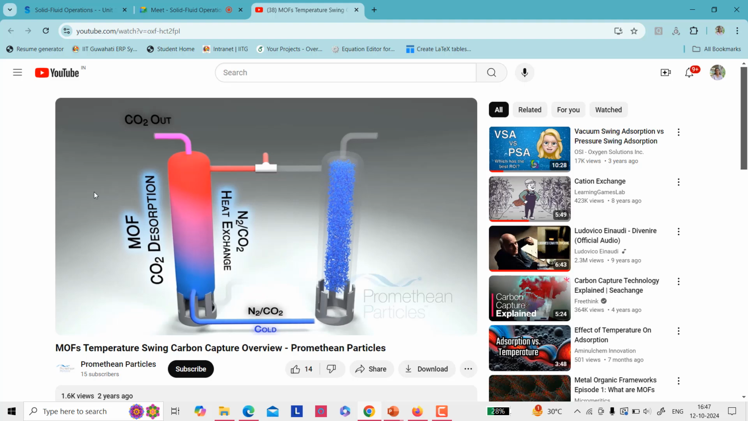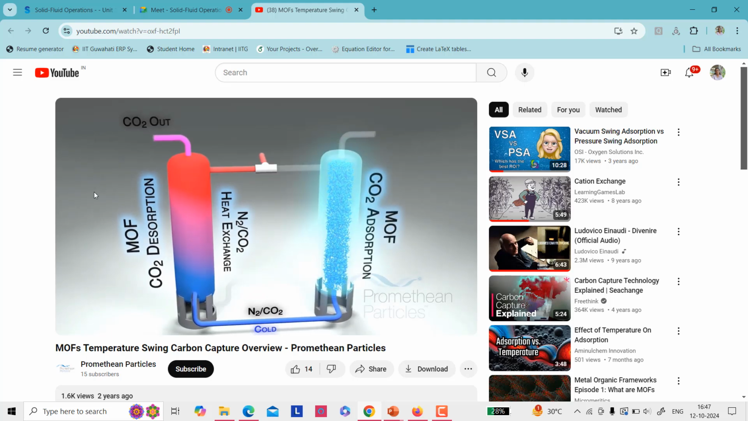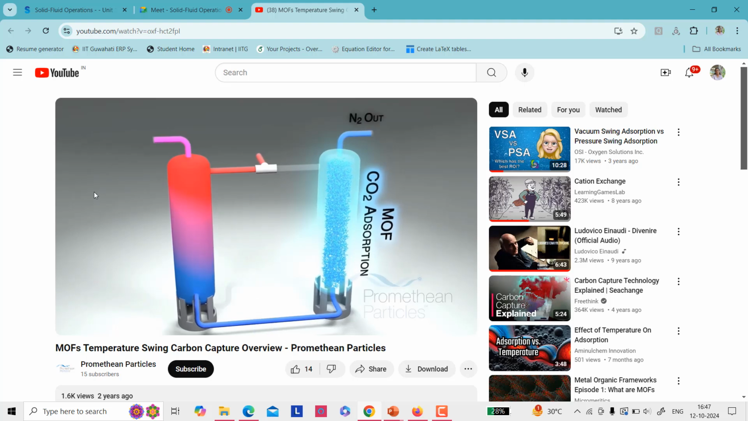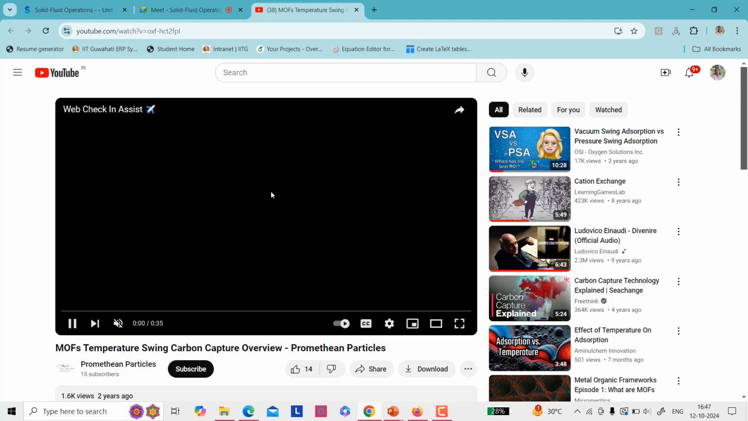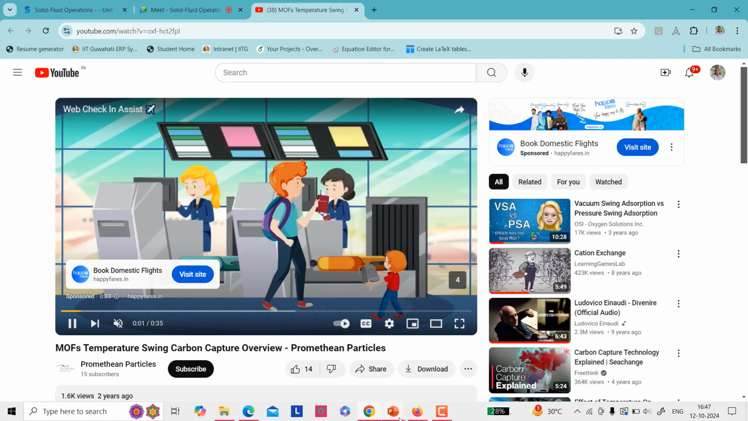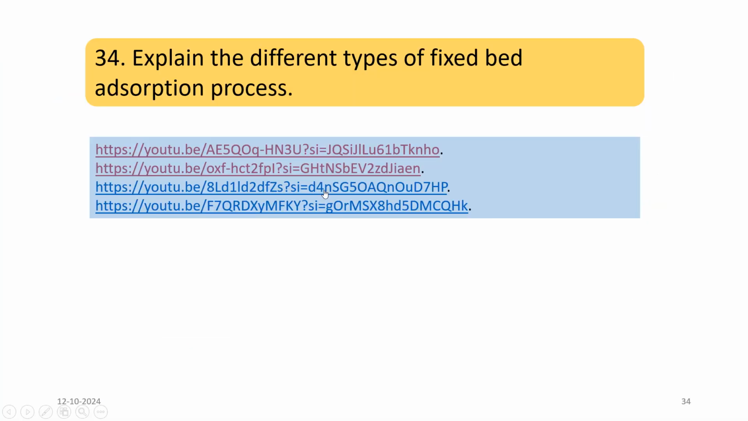Okay, this is your temperature swing. Next one is the difference between vacuum swing adsorption and pressure swing adsorption.